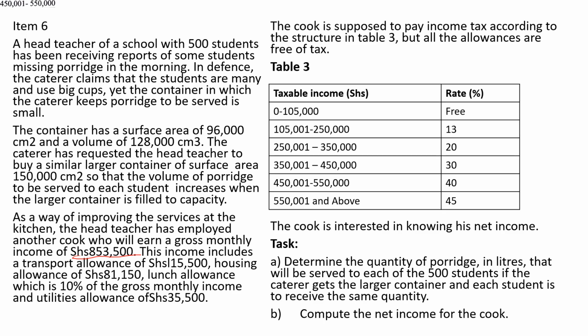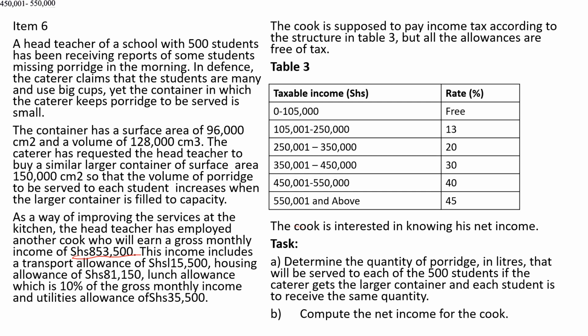So this is the table from this up to this, and the cook is interested in knowing his net income. So determine the quantity of porridge in liters that will be served to each of 500 students if the caterer gets a larger container and each student is to receive the same quantity. And then the last part is to compute the net income for the cook.